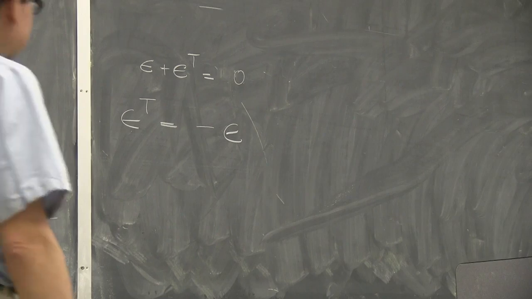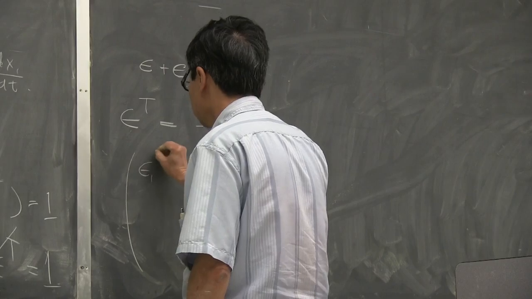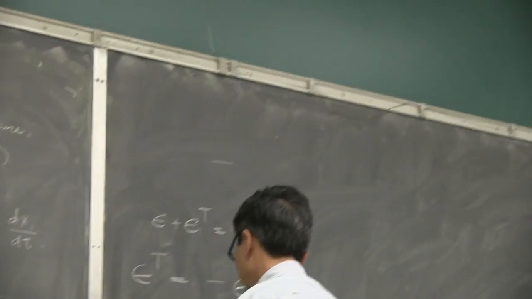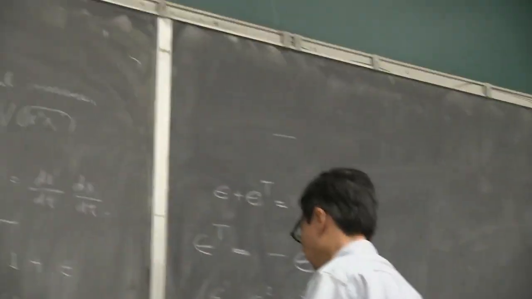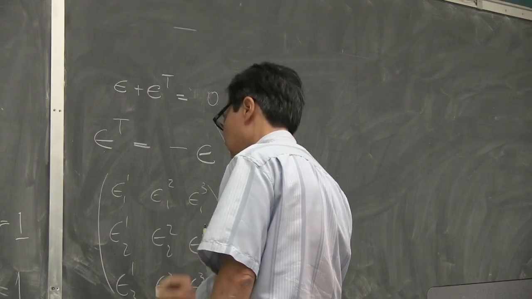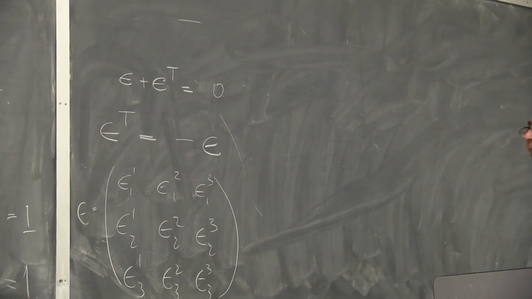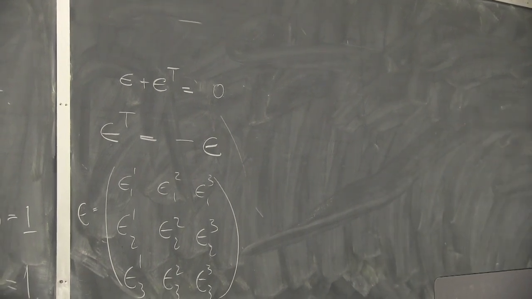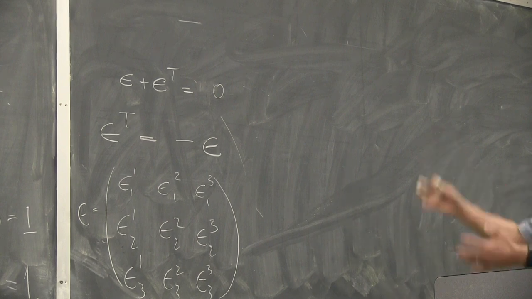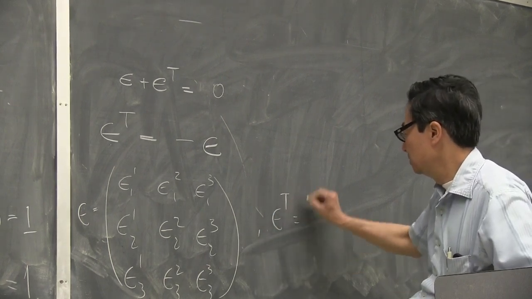So let's write out, in a very clumsy way, all the elements. Epsilon 1,1, epsilon 1,2, epsilon 1,3, epsilon 2,1, epsilon 2,2, epsilon 2,3, epsilon 3,1, epsilon 3,2, epsilon 3,3. That's epsilon, right? So what is epsilon transpose? The opposite. You turn this around 90 degrees, right? Yeah. Epsilon transpose.